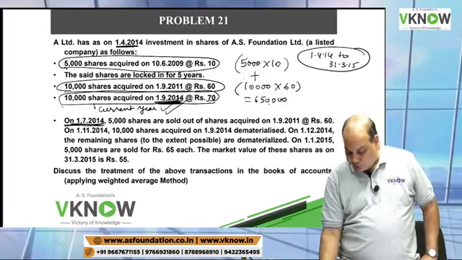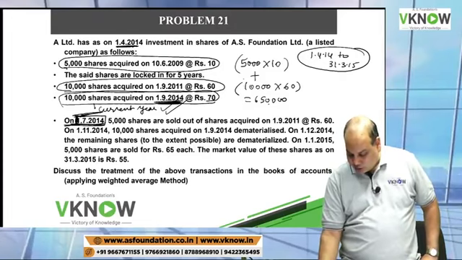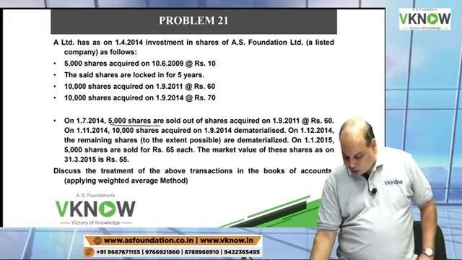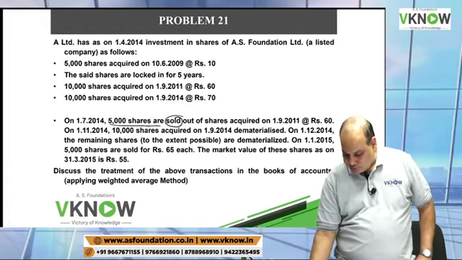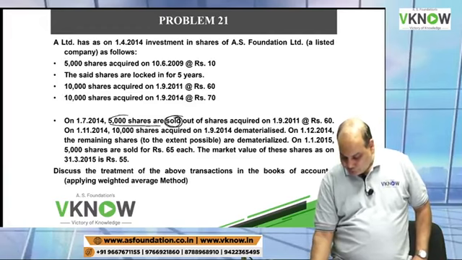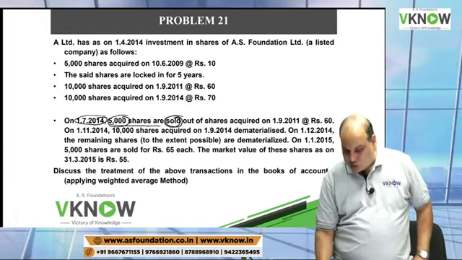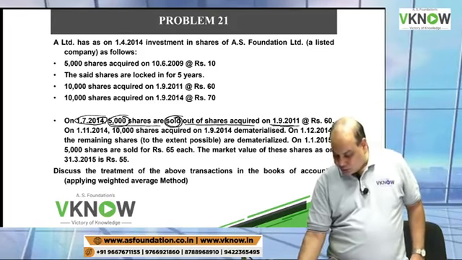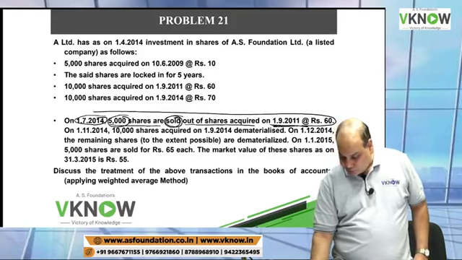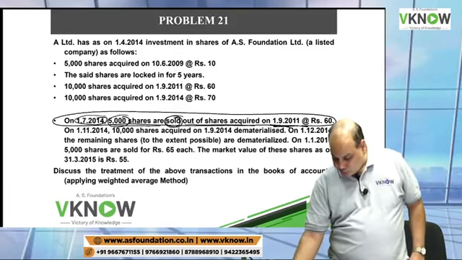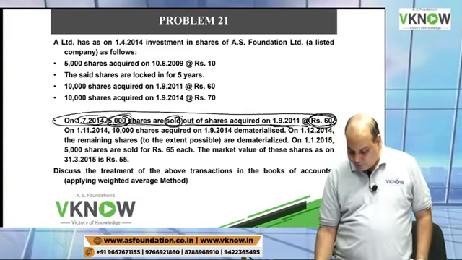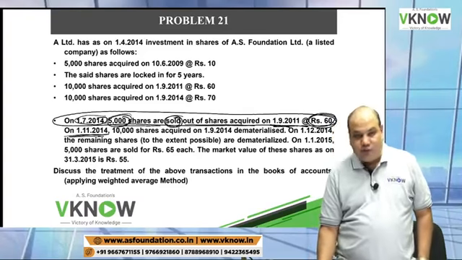On 1/7/14, again current year, 5,000 shares were sold on 1st July 14 out of the shares acquired on 1/9/11 at rupees 60 each. So basically 60 is relevant. 5,000 shares are relevant.